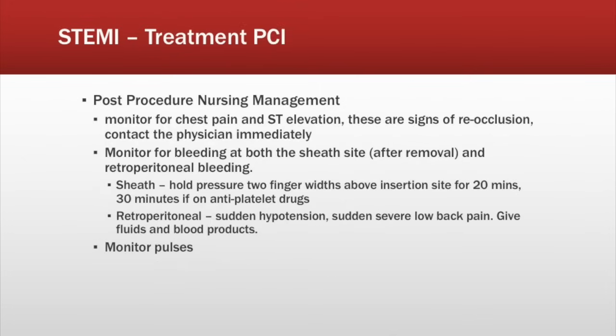Post-procedure of the PCI, you're going to be managing your patient and monitoring for chest pain and ST elevation. These are signs of reocclusion, and you need to contact the physician immediately with that. You're also going to be monitoring for bleeding at the sheath site after the sheath is removed, and also for retroperitoneal bleeding. For the sheath site, if you have bleeding there, you're going to hold pressure 2 finger widths above the insertion site for at least 20 minutes. If they've been on Plavix or aspirin, you're going to hold for 30 minutes. So that's going to be most of these patients.